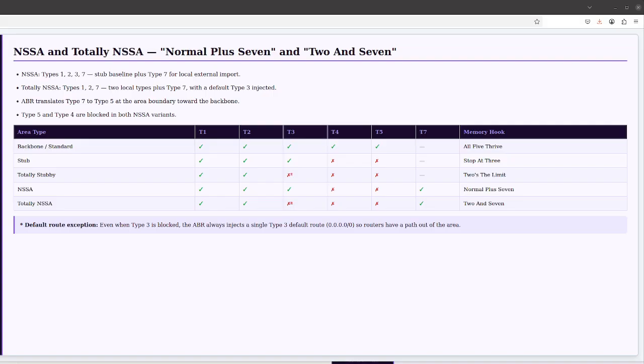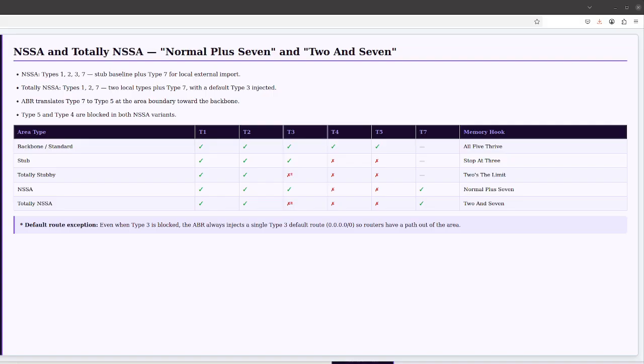Type 4 and Type 5 LSAs are still blocked at the ABR, but Type 7 is allowed to exist and flow within the NSSA. The ABR then translates Type 7 into Type 5 when forwarding the external routes toward the backbone, making them visible to the rest of the OSPF domain as standard external routes. The LSAs present in an NSSA are Type 1, Type 2, Type 3, and Type 7. The memory hook for NSSA is "normal plus 7."